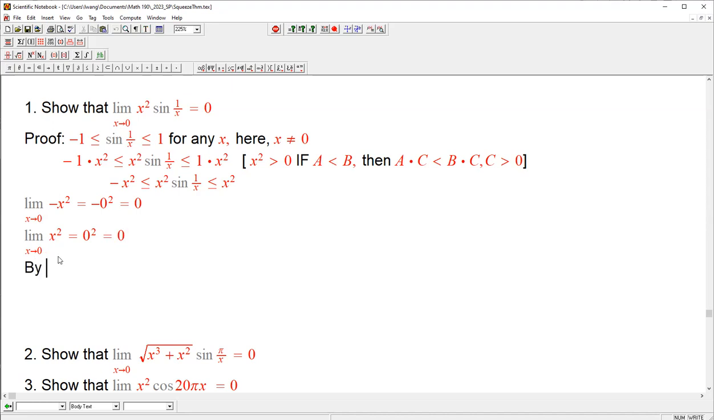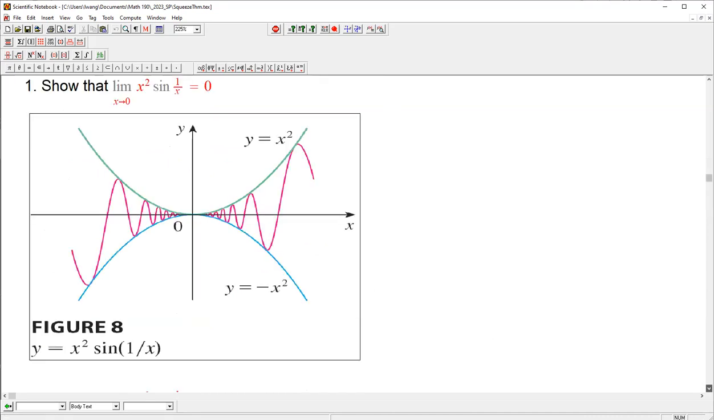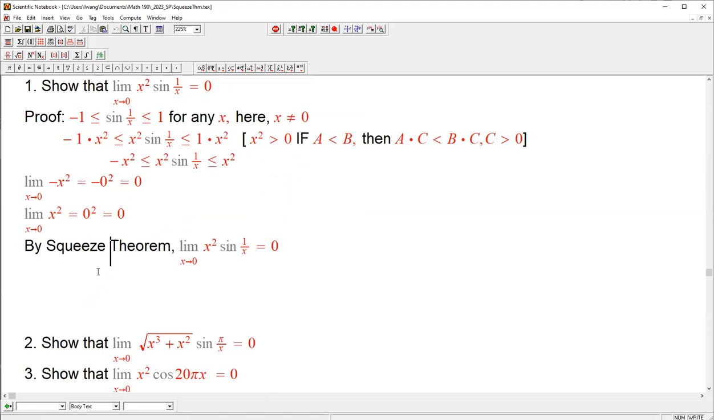So by Squeeze theorem, the limit is going to be 0. And the graph of this, I took the excerpt from the textbook. x squared is the one above, negative x squared is the one below, and in between is sine of 1 over x. So you can see clearly that Squeeze theorem applies in the neighborhood of 0.